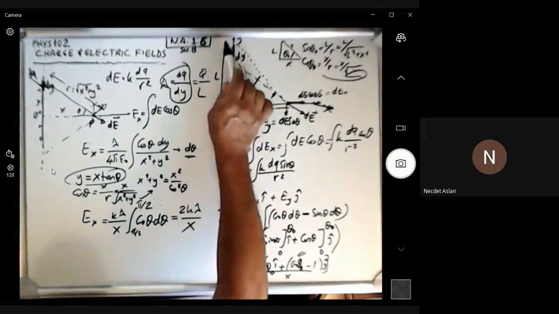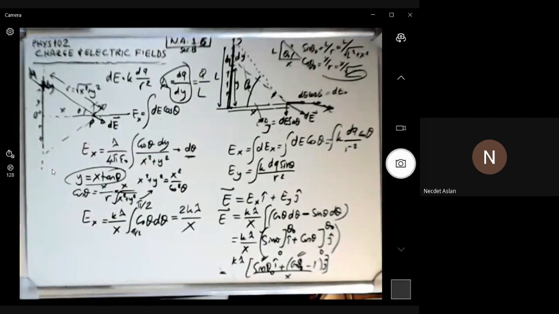And sometimes we ask this kind of problem in the exam. So this is how you can solve it.